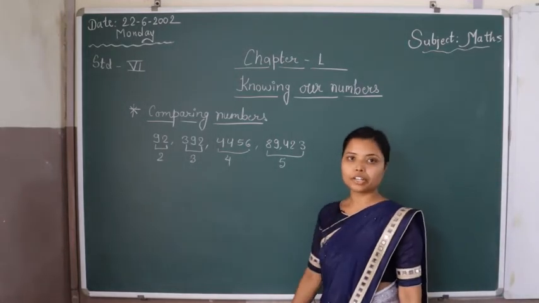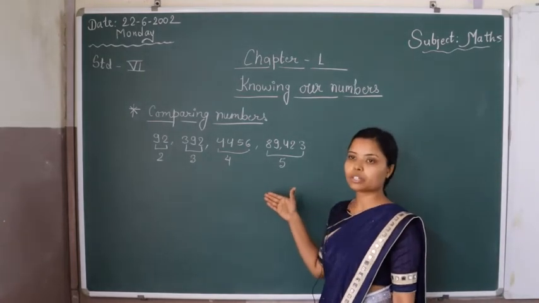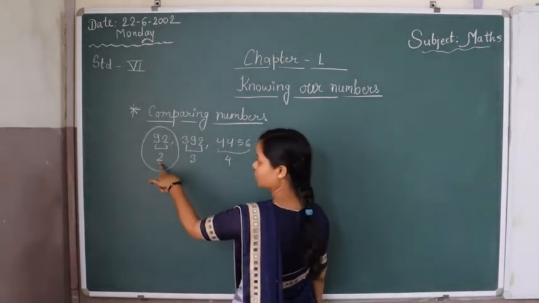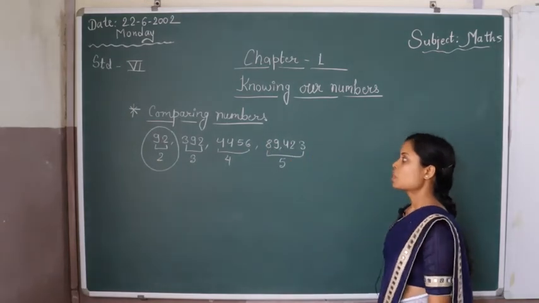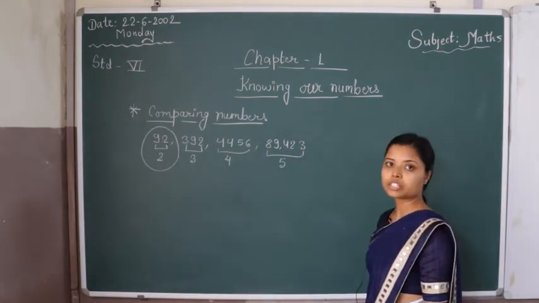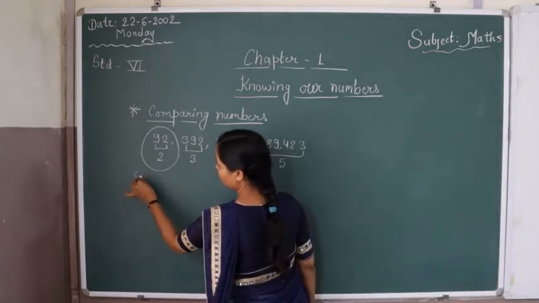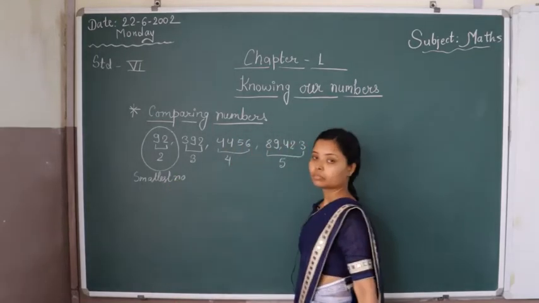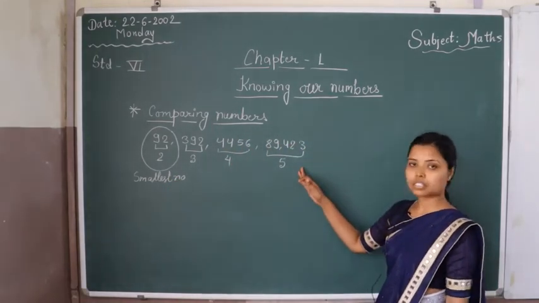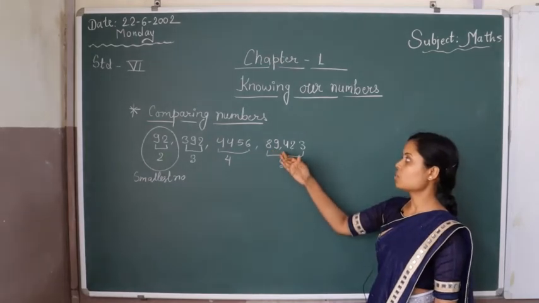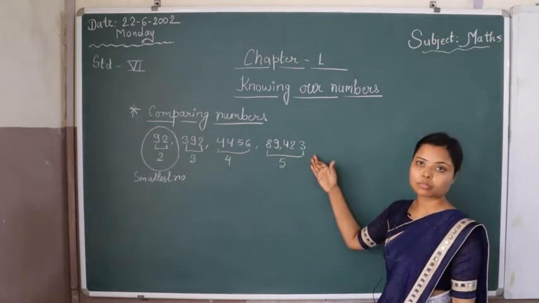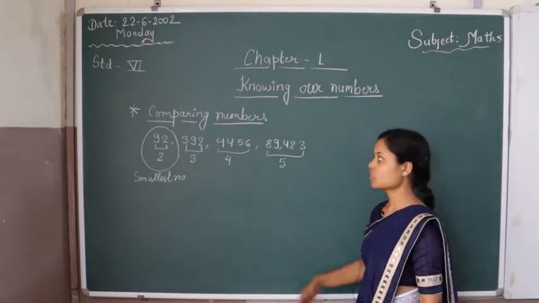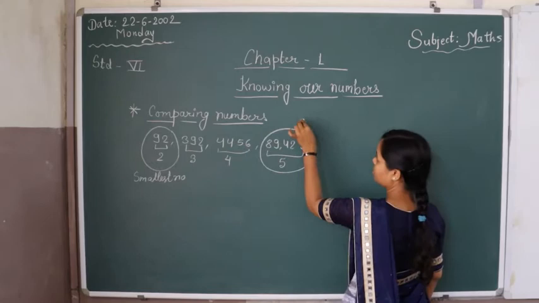When we want to compare these numbers, we will look at the digits. In 92 there are 2 digits, fewer than all the others, so this is the smallest number. And when we look at 89,423, it has more digits in comparison to the others, so this is the greatest number.